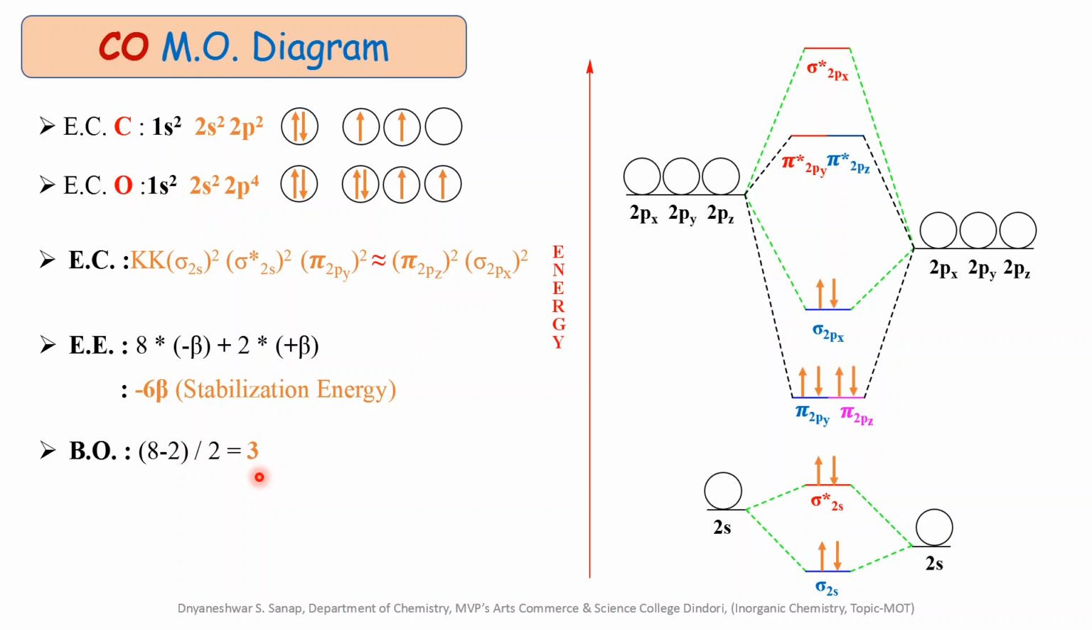The next important point is stability. On the basis of energy E and bond order information, we come to the conclusion that there is formation of a carbon-oxygen bond, and that's why the CO molecule is formed easily and is stable. The next important point is the magnetic property of the carbon monoxide molecule. Basically, there is no unpaired electron in the molecular orbitals of carbon monoxide. That is, all electrons are paired in nature, and that's why the carbon monoxide molecule is diamagnetic in nature.